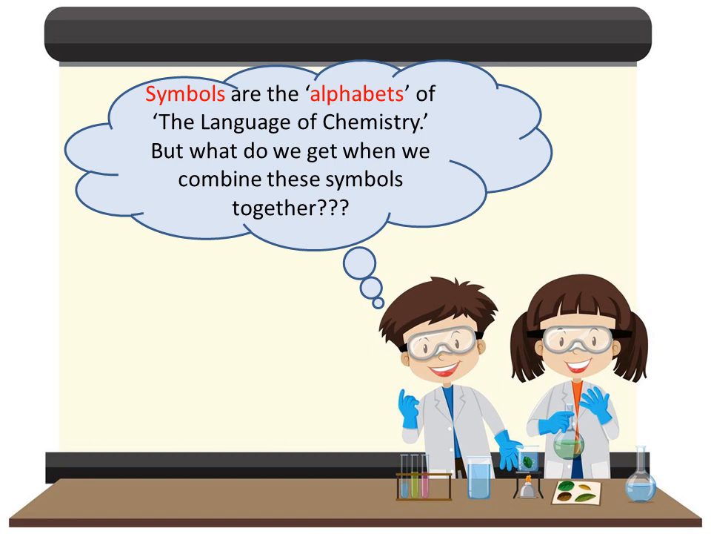We know that in all languages, alphabets combine to give words. The language of chemistry starts with the symbols. So what happens when these symbols combine? When these symbols combine, we get the chemical formula.